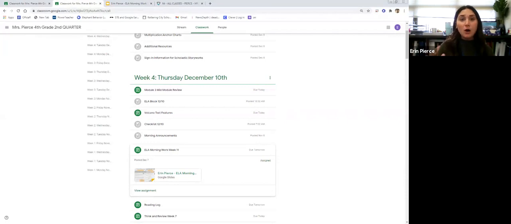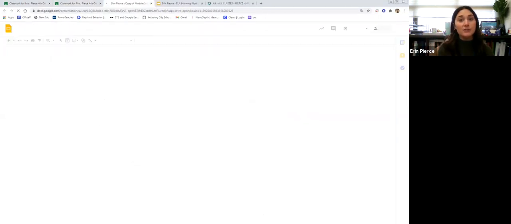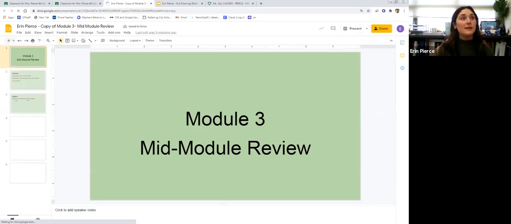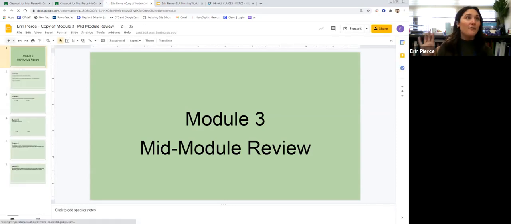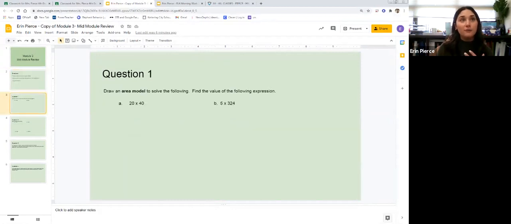So it's only, I think, 5 slides long. When I say 5 slides, there's only 4 question slides. And it looks like this. Oh, it's 6 slides long, but 4 question slides. So it says mid-module 3, directions. We're going to follow all of the directions on each slide. We're going to do our best to answer all parts of the question, and we're obviously always going to try our best.